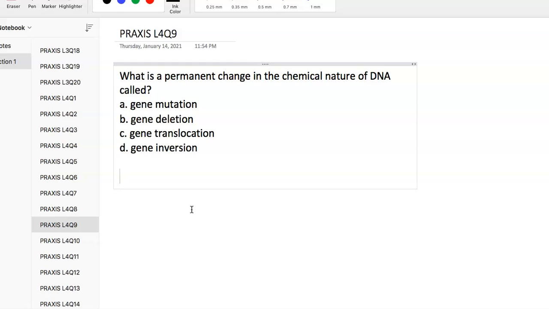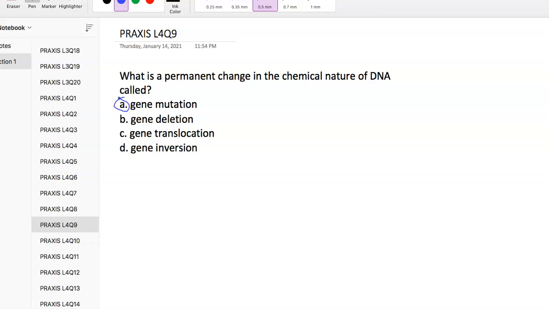Okay, and then jumping into some science here. What is a permanent change in the chemical nature of DNA? That is a gene mutation. So we'd like to be familiar with all of these terms here. A gene mutation is a permanent alteration in the DNA sequence that makes up a gene, such that the sequence differs from what is found in most people.